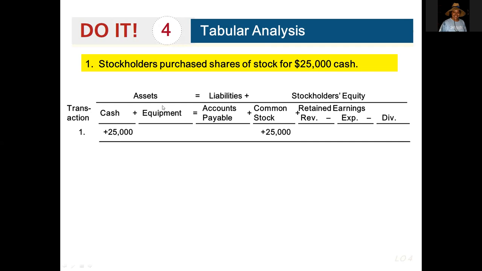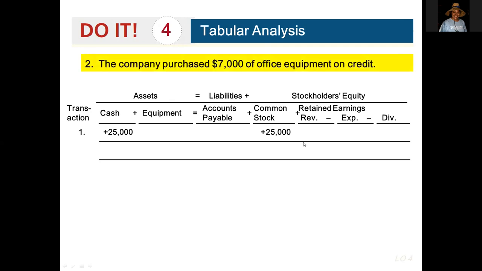So you see that assets equal liability plus stockholders' equity: we add cash on the asset side and we add common stock on the stockholders' equity side. So assets still equals liability plus stockholders' equity. Company purchased $7,000 office equipment on credit. Okay, how do we record that? Okay, great. Debit equipment and credit accounts payable. Everything stays in balance.